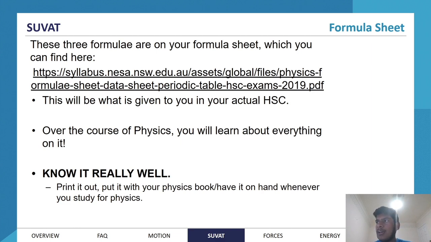Over the course of physics, you will learn about everything on the formula sheet, so you want to know it really well. Print it out and put it with your physics book, or have it at hand whenever you study physics, because many times you can use the formulas directly off it. So yeah, know your formula sheet.